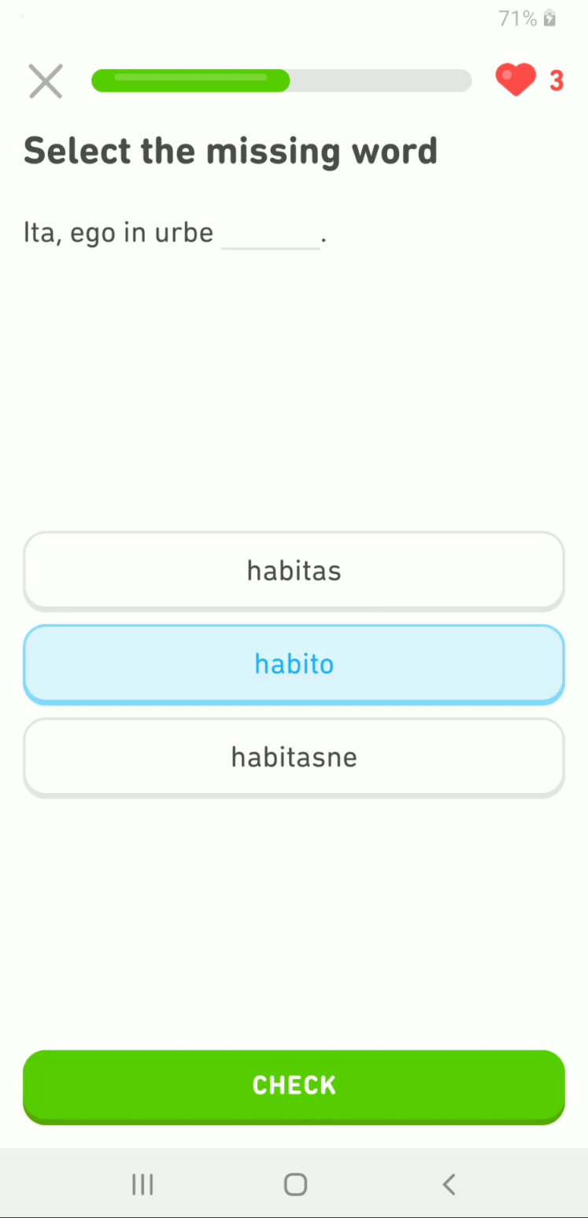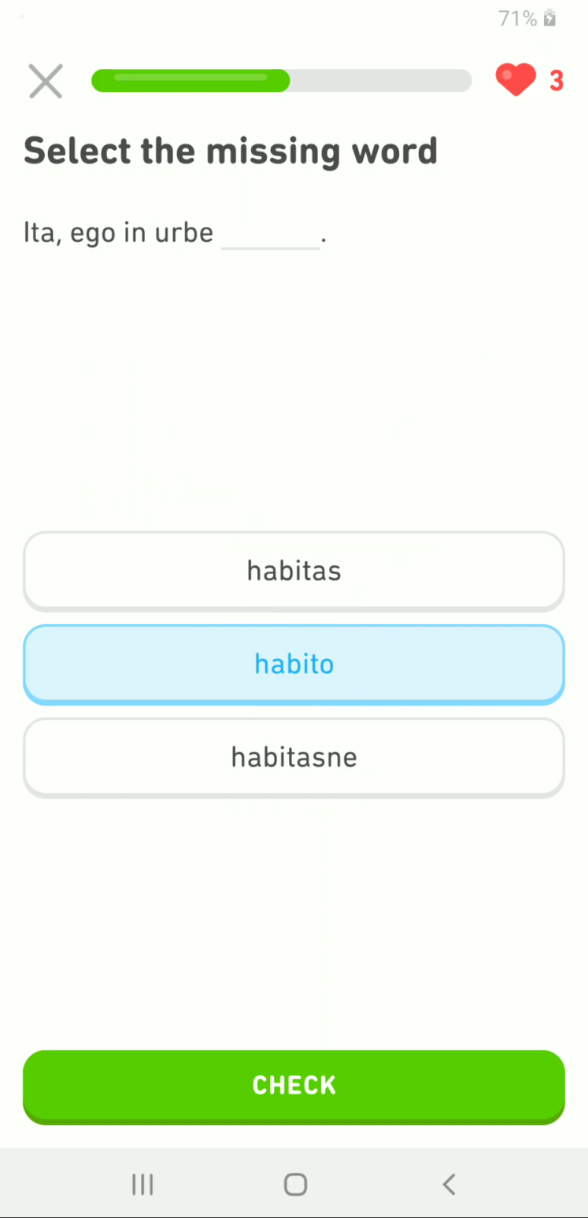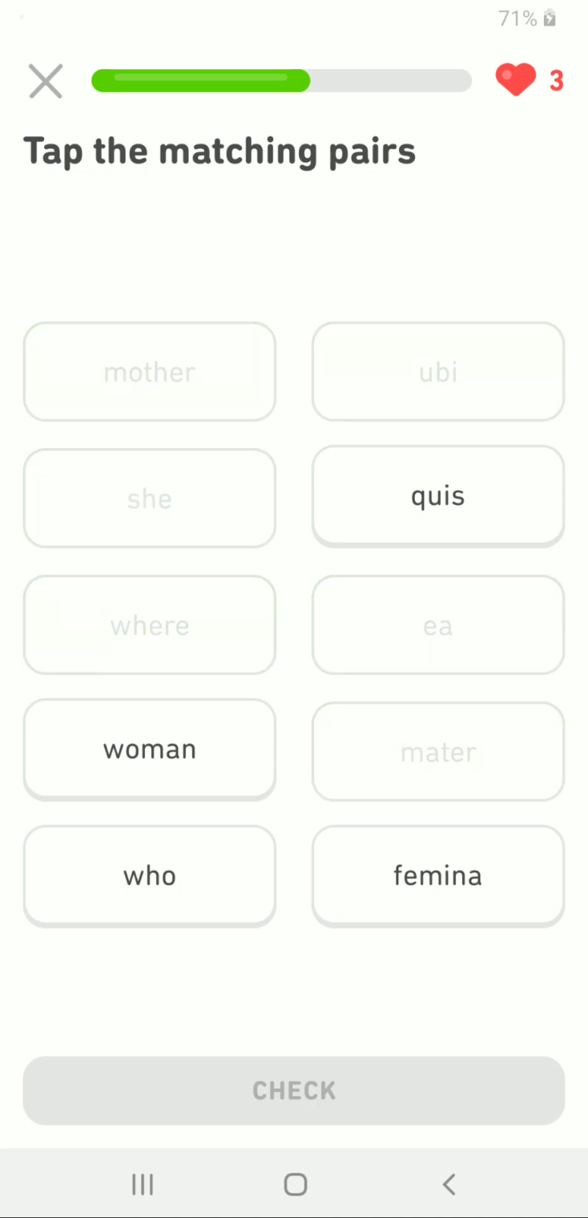So here we see what I was trying to write. Habitas is for tu, which is you, singular. Habito is for ego. And habitasne is when you ask a question. Here it's a statement, so habito. And mother, it's mater. Ubi, it's where. Okay, so now we have all of them.